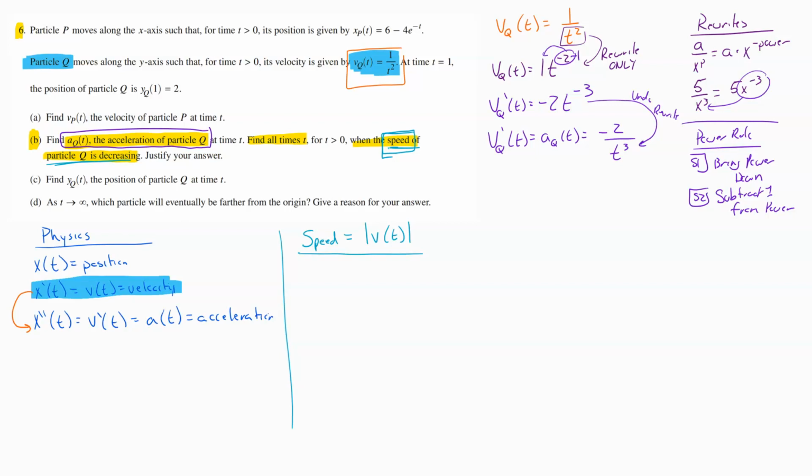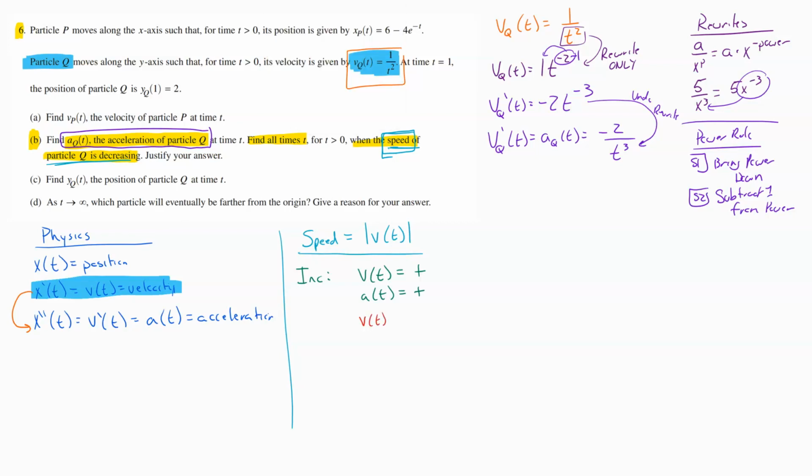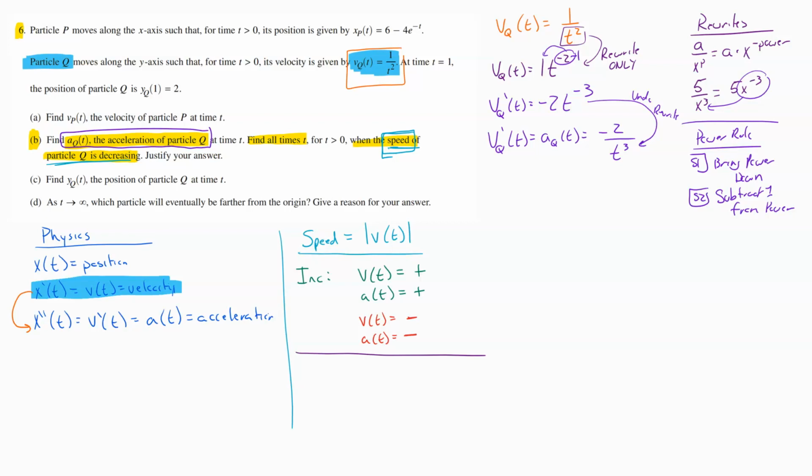The speed is going to be increasing whenever our velocity and acceleration have the same sign. So if velocity is positive and acceleration is positive, then we're talking about this thing speeding up. It's also true that if our velocity was negative and our acceleration was negative, that would also tell us that this is increasing our speed. So either of those two things means we're increasing the speed.